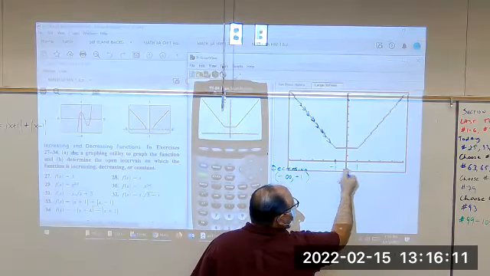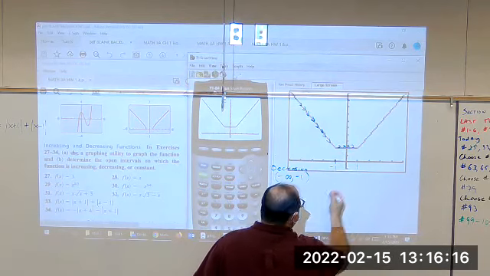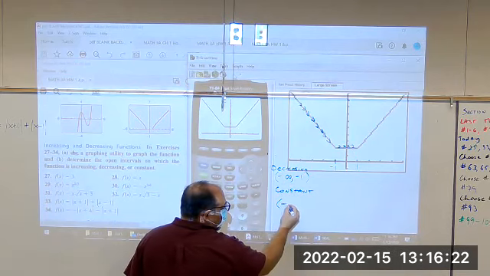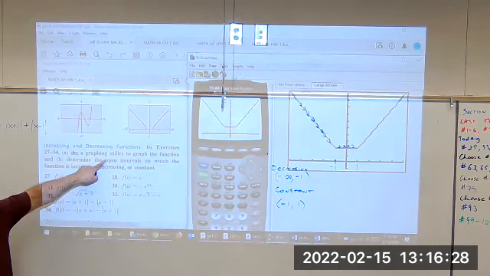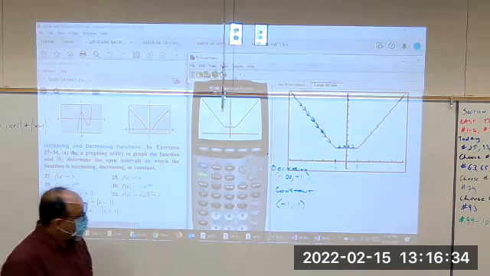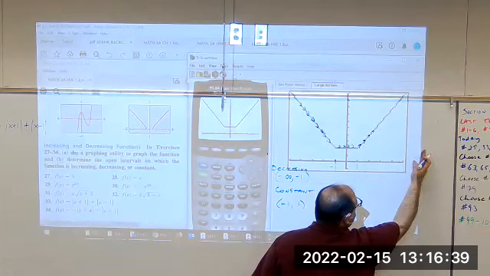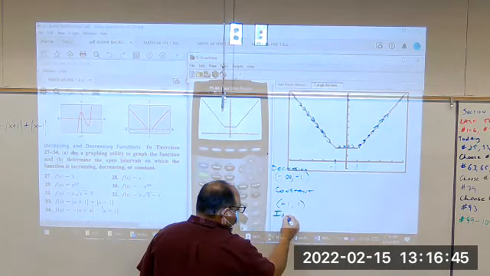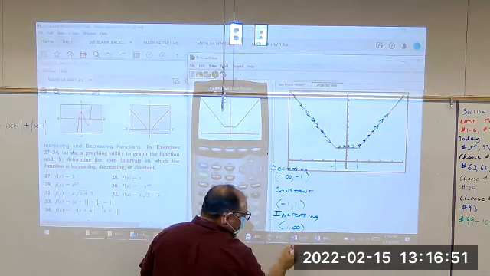Then from -1 to +1, all the y values are 2s. So it's constant on the open interval from -1 to 1. And then when you get to 1, as you go to the right on the x-axis, the y values start to get bigger again. So it's increasing as you go from +1 to infinity.